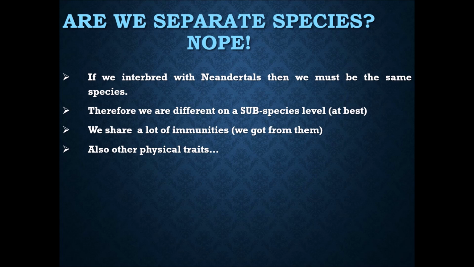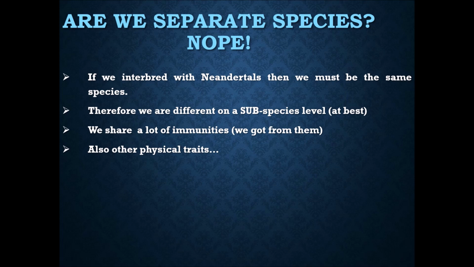But if we share DNA, if we are interbreeding successfully, making babies, remember what we talked about with Haldane's rule and all that crazy stuff we went over in the first unit? Well, the best we can be is considered a subspecies. In other words, they are Homo sapiens neanderthalensis. We are Homo sapiens sapiens, meaning we're the same species.